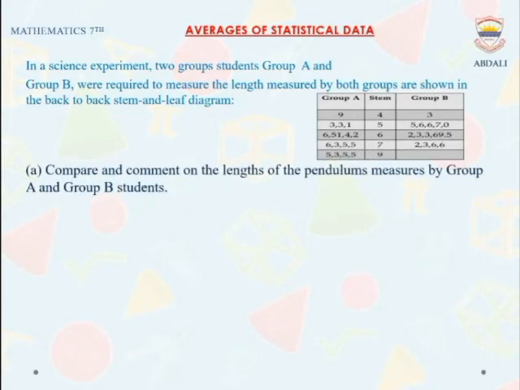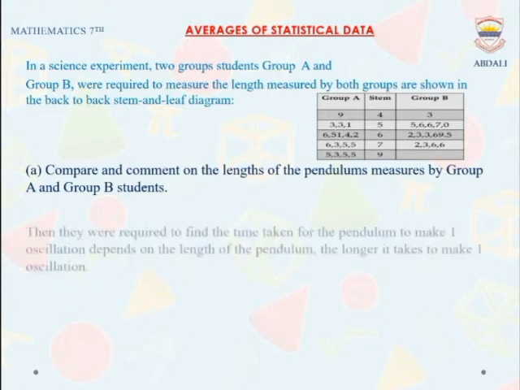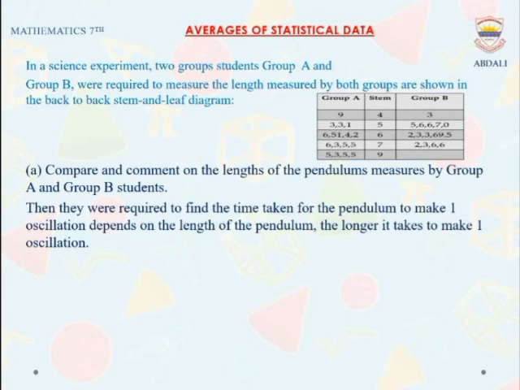Part A is, compare and comment on the lengths of pendulums measured by group A and group B students. Then they are required to find the time taken for the pendulum to make one oscillation, which depends on the length of the pendulum. The longer it is, the longer it takes to make one oscillation. So class, this is the scenario of the question we have been given with data, and we just have to compare the values and comment on which one is better. So let's start the solution.